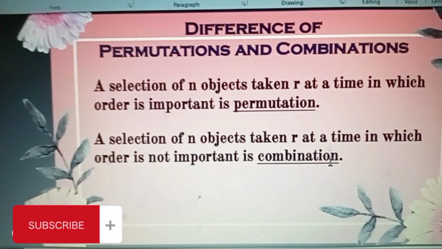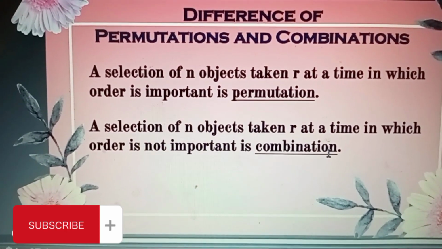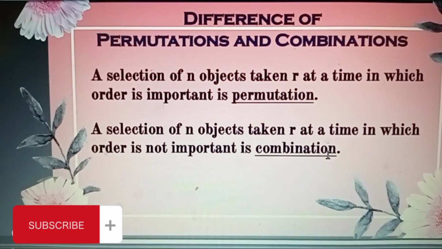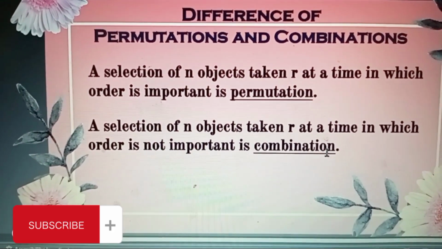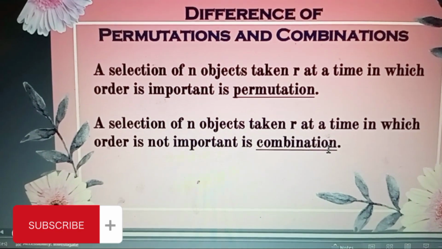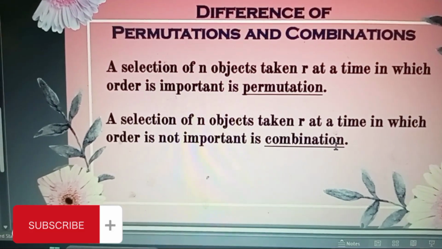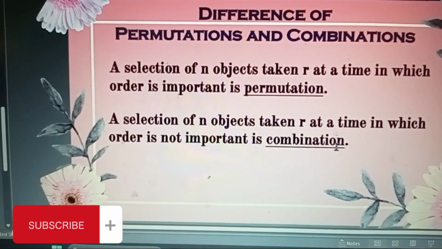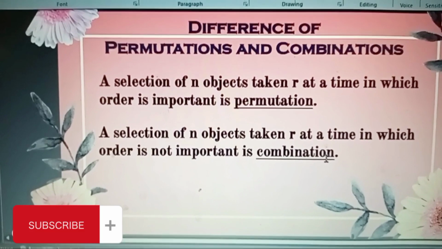Okay, so for now, my lesson or my topic is all about the difference of permutations and combinations. So when to use permutations and when to use combinations. Again, a selection of n objects taken r at a time in which order is very important or significant is permutations. So when the order is very important, this is permutations. Next, a selection of n objects taken r at a time in which order is not important is combinations.